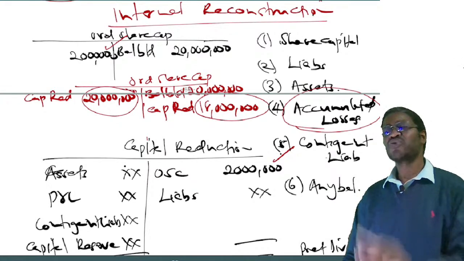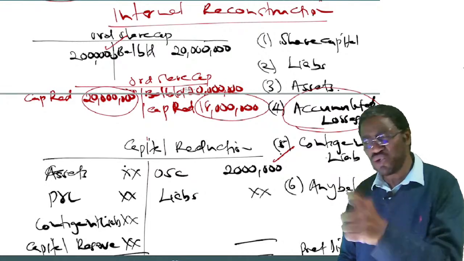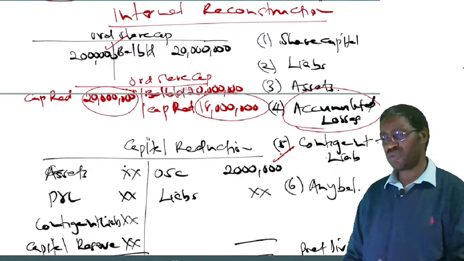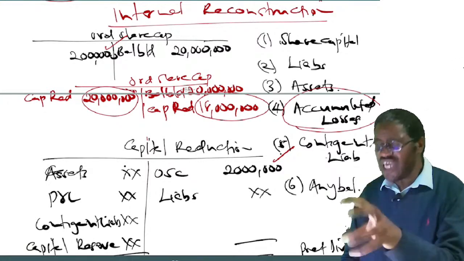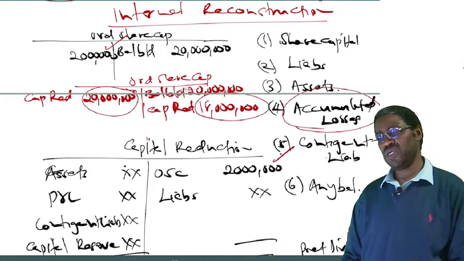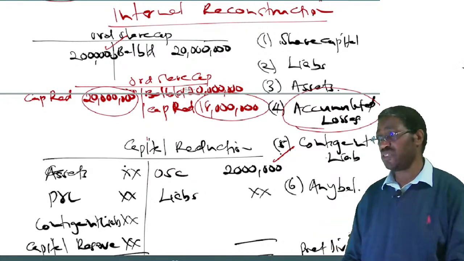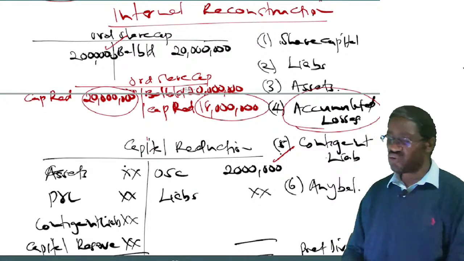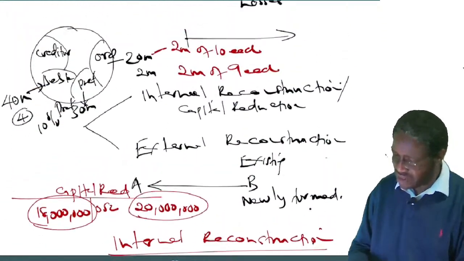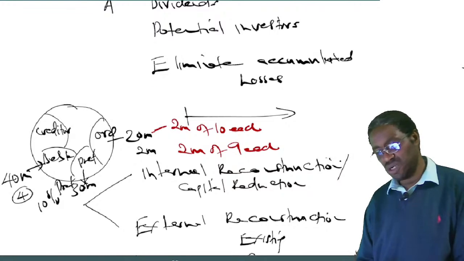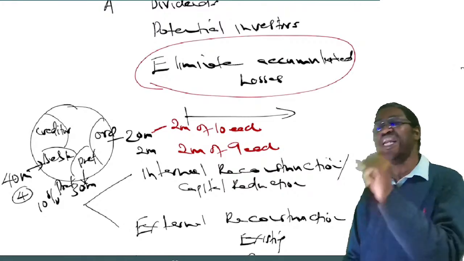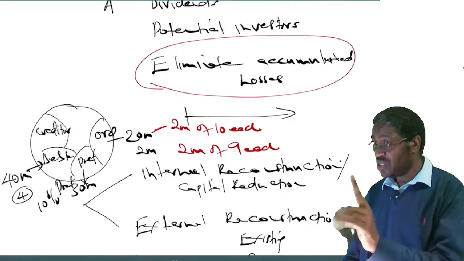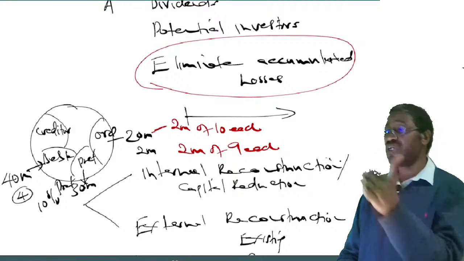Listen. So whether the examiner reminds that to you or not, you should remember, what is the aim of reconstructing a company? The aim of reconstructing a company is to help the company to eliminate the accumulated losses from the books, so that we start our activities in a more attractive and profitable manner.